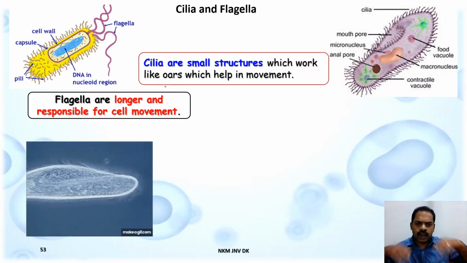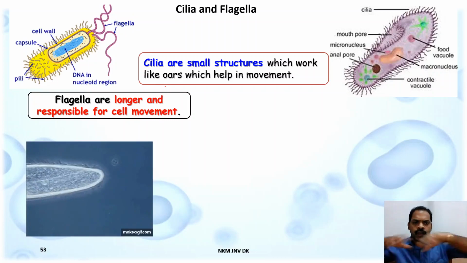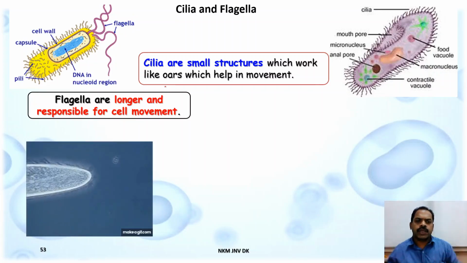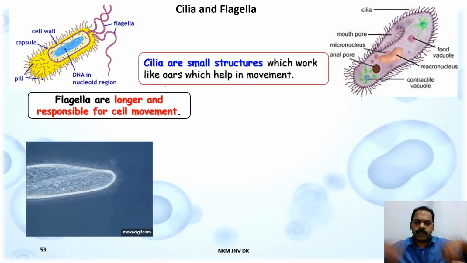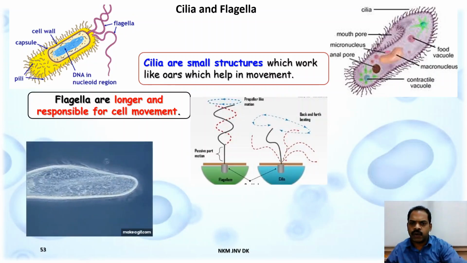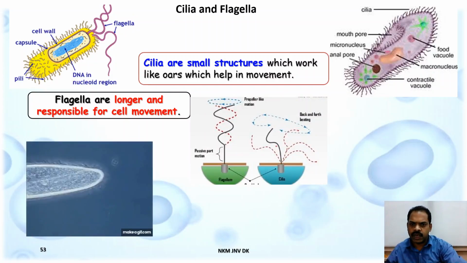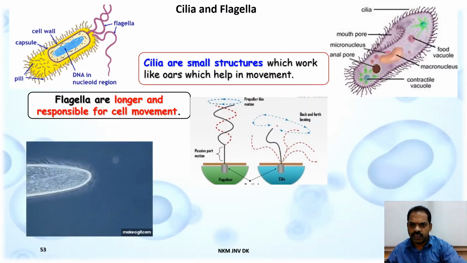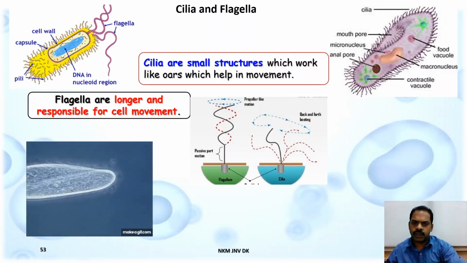You can see they are using the cilia like an oar, just like how you swim. In that manner they are using the cilia, in a swimming manner. How do the cilia swim? Backward stroke and forward stroke. That is how they swim.